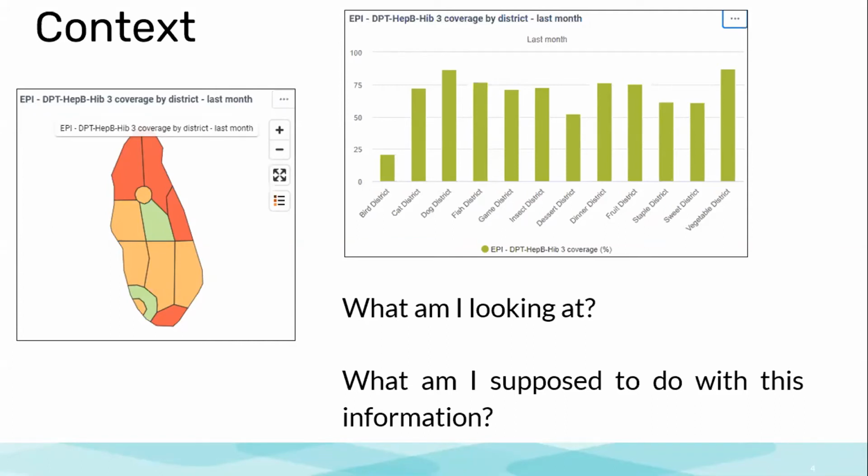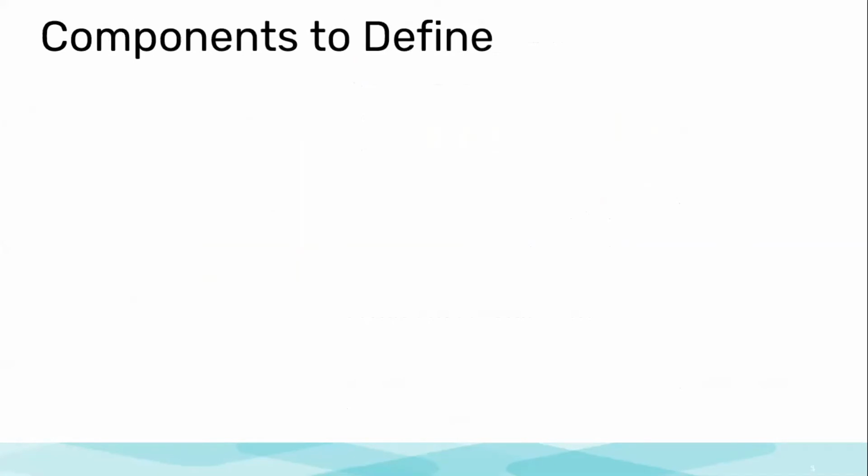So if that is what we are trying to achieve, then there are a few components that we have to define when we are trying to explain the context. Okay, so when we are trying to explain the context of an analytic output to our audience, what are the things that we should be mentioning? There are a few things that we have to mention.